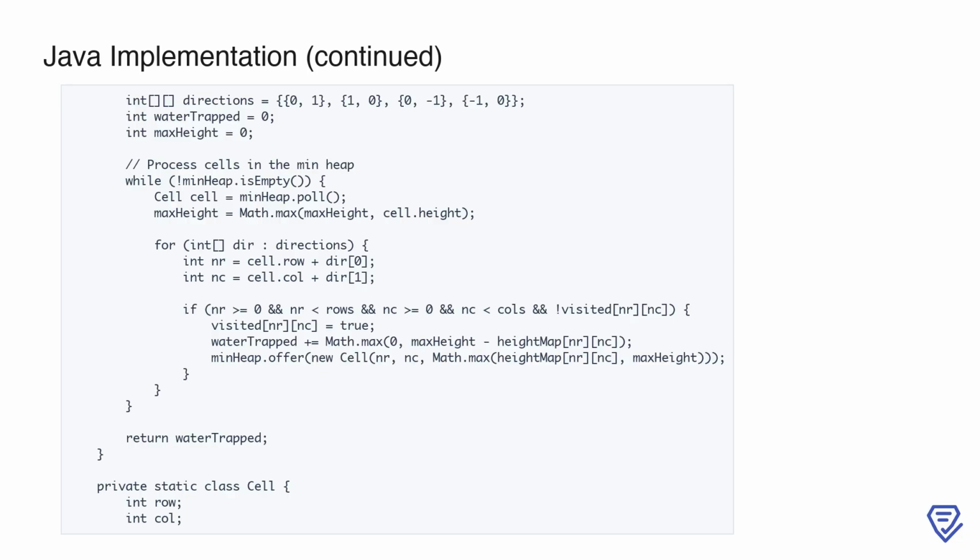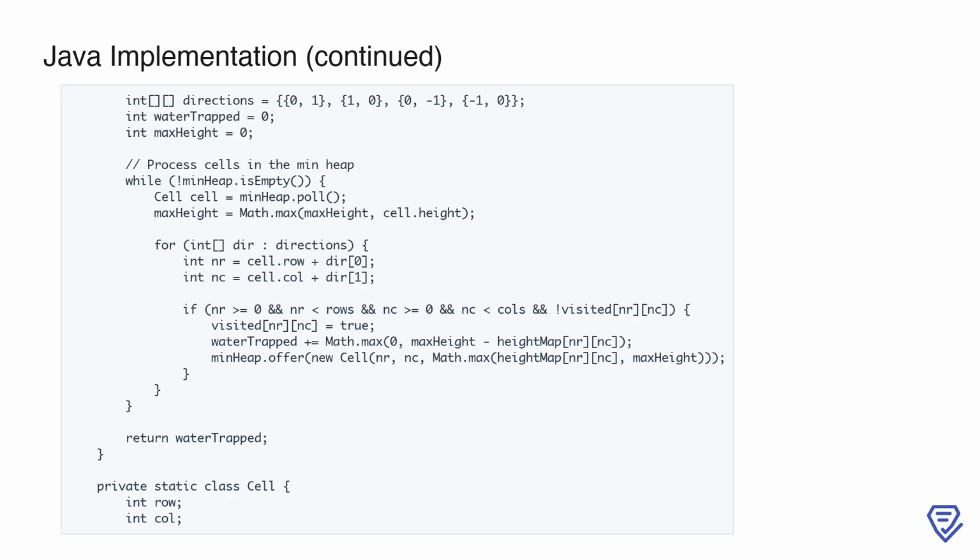The while loop begins processing cells from the min heap, starting with the cell that has the smallest height. For each cell, we update the max height to ensure it reflects the tallest boundary we've seen as we expand inward. Then, for each of the 4 possible directions, we calculate the row and column of the neighboring cell. If the neighbor is within bounds and hasn't been visited yet, we mark it as visited and calculate the water that can be trapped at this neighbor.